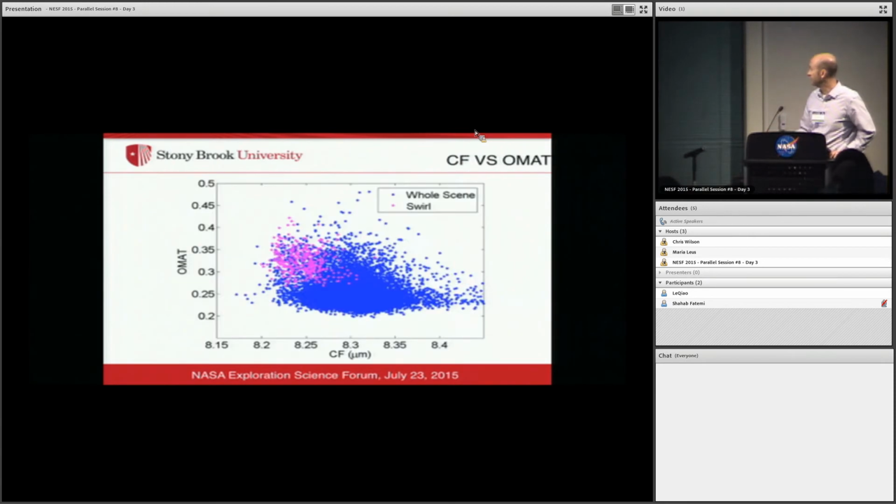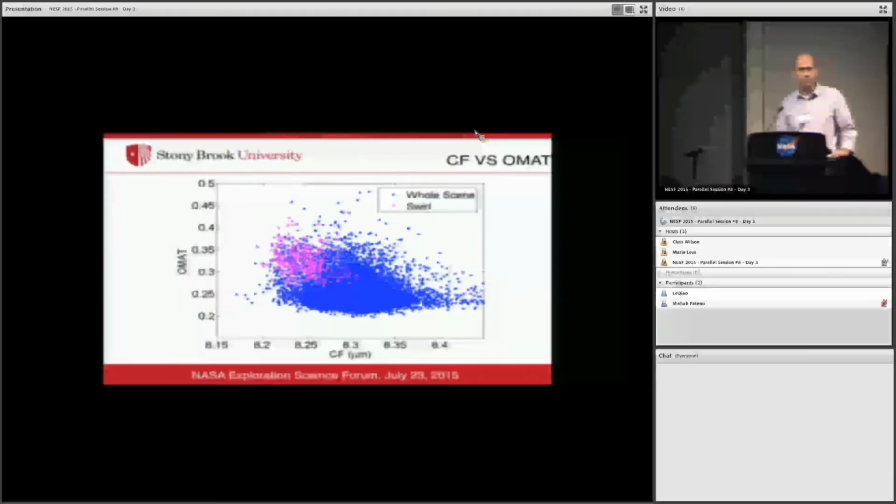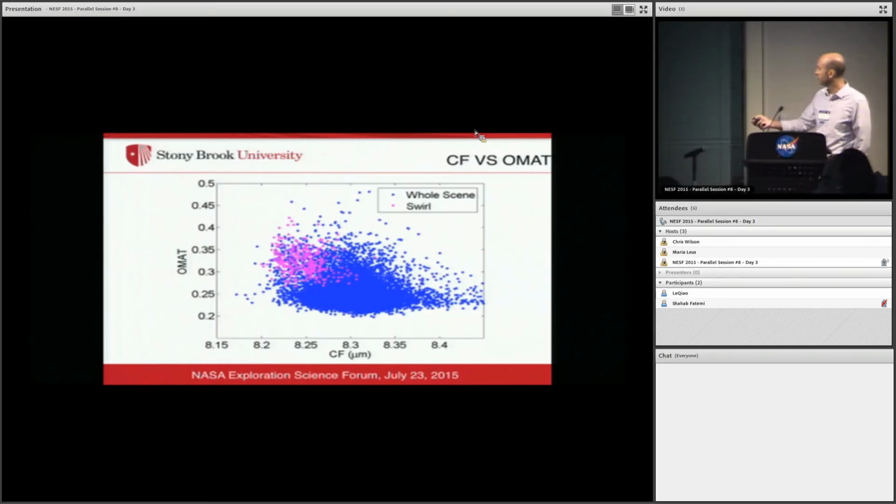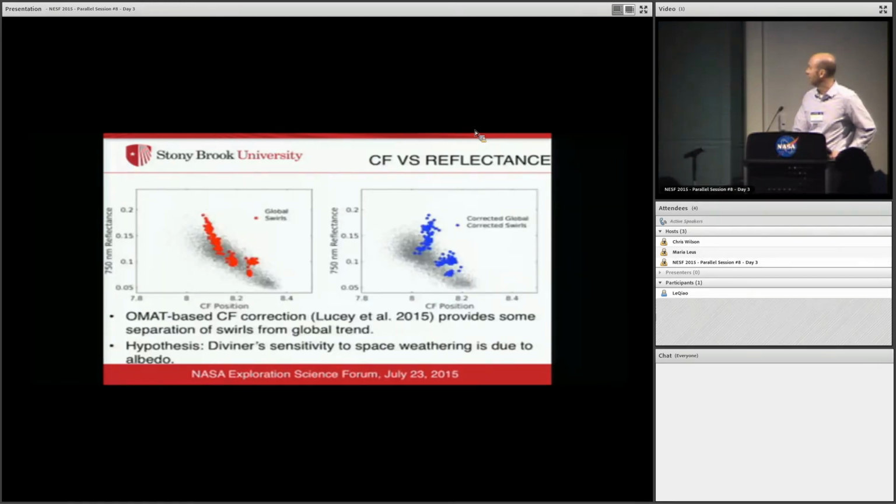So we want to understand what that means. We can try to correlate this with things like Paul Lucey's optical maturity parameter. Higher OMAT values mean less optically mature, or less space weathered. And here's our CF position. The swirls generally hang around in this terrain where we have low maturities and also relatively bright and relatively low CF values compared to surrounding terrain. This is just for Reiner Gamma, but it holds for other swirls as well.